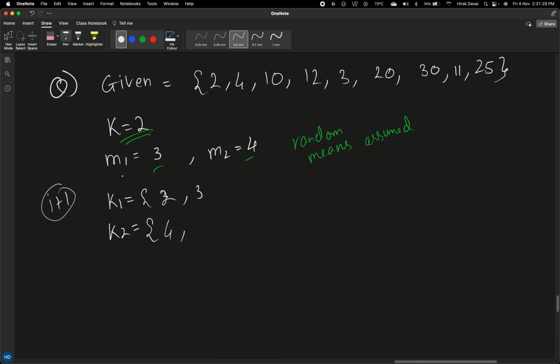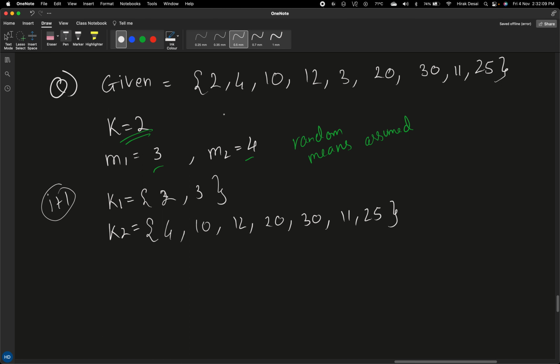Cluster 1 is related to mean 1, and cluster 2 is related to mean 2. So 4 becomes a part of cluster 2 because 4 minus 4 is 0 rather than 4 minus 3, which is 1. Then we go to 10. 10 is closer to 4 because 10 minus 3 is 7 and 10 minus 4 is 6. We can see the pattern that 12, 20, 30, 11, 25 are all closer to 4 than they are to 3. So that is your first two clusters formed.